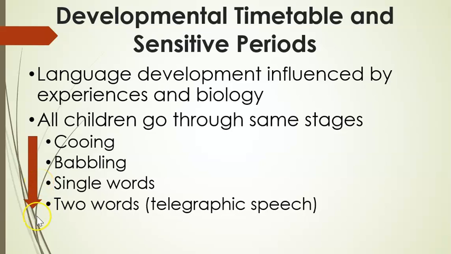After single words, you get 2 words. They'll start stringing 2 words together. So a young child might say, want juice, or juice want. They're trying to create speech that they've heard, but they're putting 2 words together that they know. And this is what we call telegraphic speech.